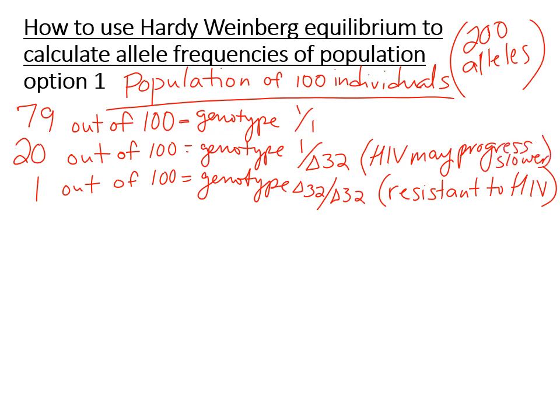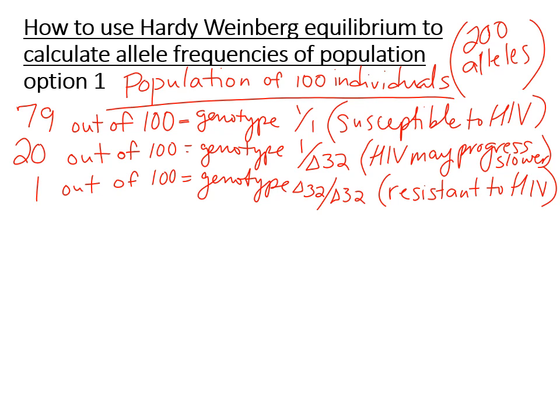And then you have the first one. Unfortunately, most of the world population is 1-1. So when we're looking at this problem, allele capital A is 1, and allele lowercase a is delta 32. Those are the names of the alleles. And if you're 1-1 genotype, unfortunately, you can get HIV. You are susceptible to HIV, and most of the world population, unfortunately, is genotype 1-1.